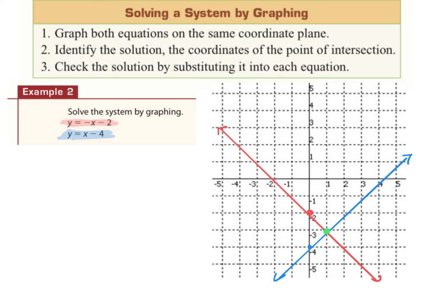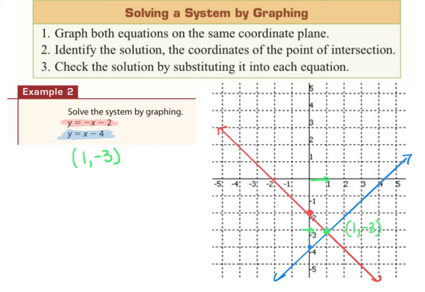What is my coordinate for that point? My x value is 1, my y value is negative 3. So 1, negative 3. And so if I were to answer this question based on this graph, my answer here would be 1, negative 3. That is my answer. Your answer for these should always be an xy.